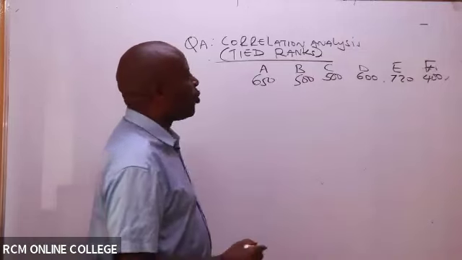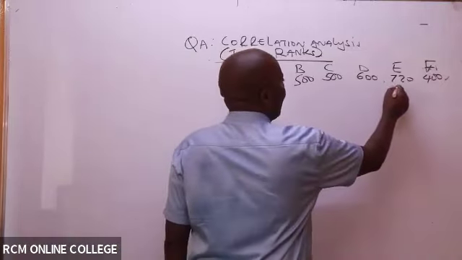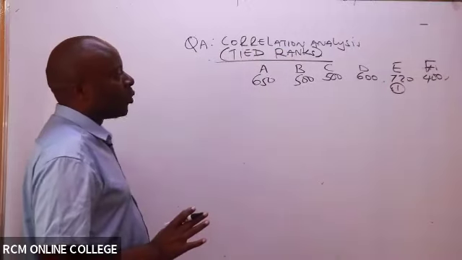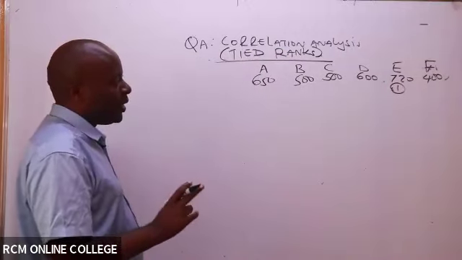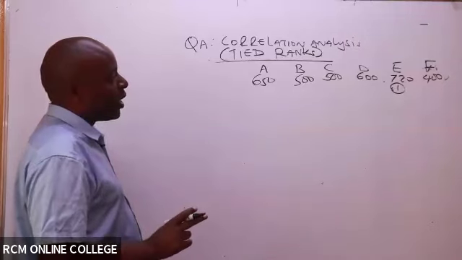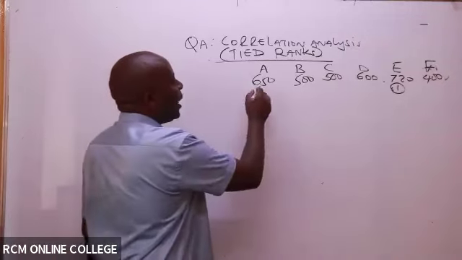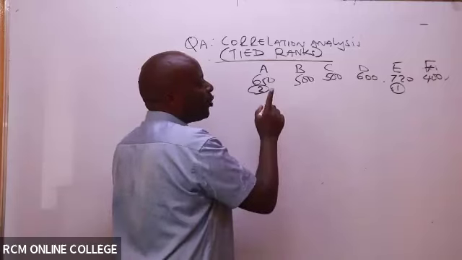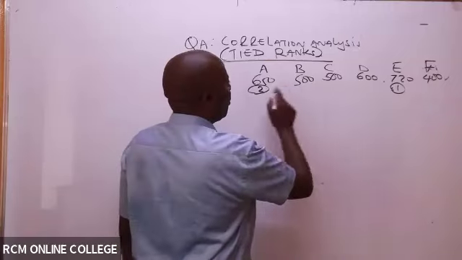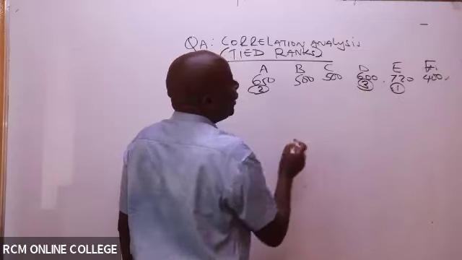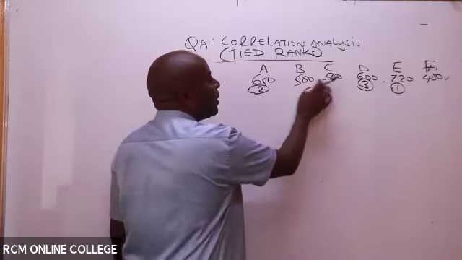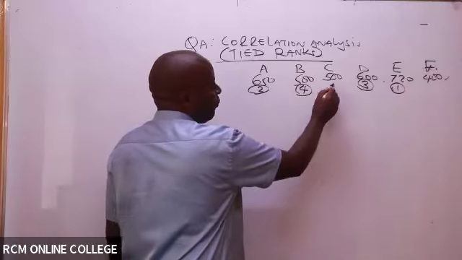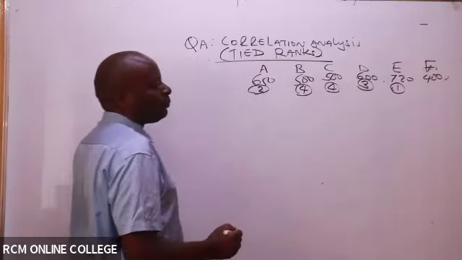In this case, the student who becomes number 1 is student E. He has the most marks, 720. Then we have number 2 being student A. Student 3 is this one. And then student 4, we have B and C tying up, having the same marks. So this is supposed to be student 4, and this is supposed to be student 4 as well.